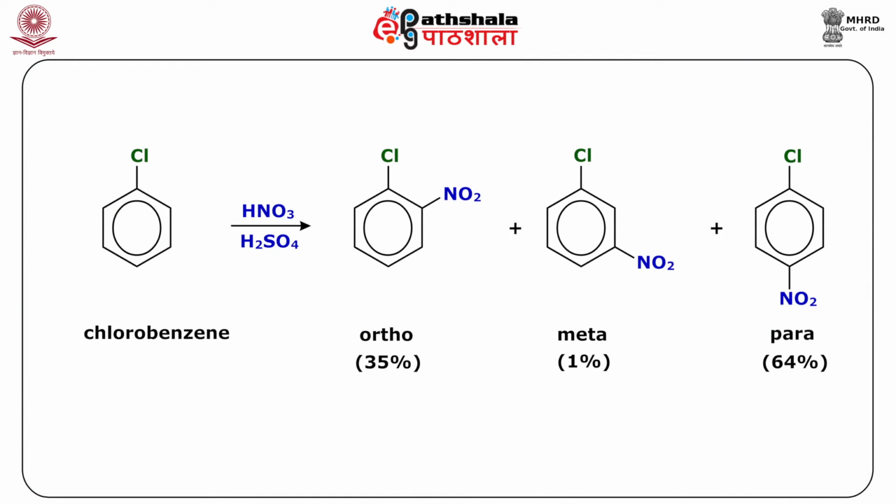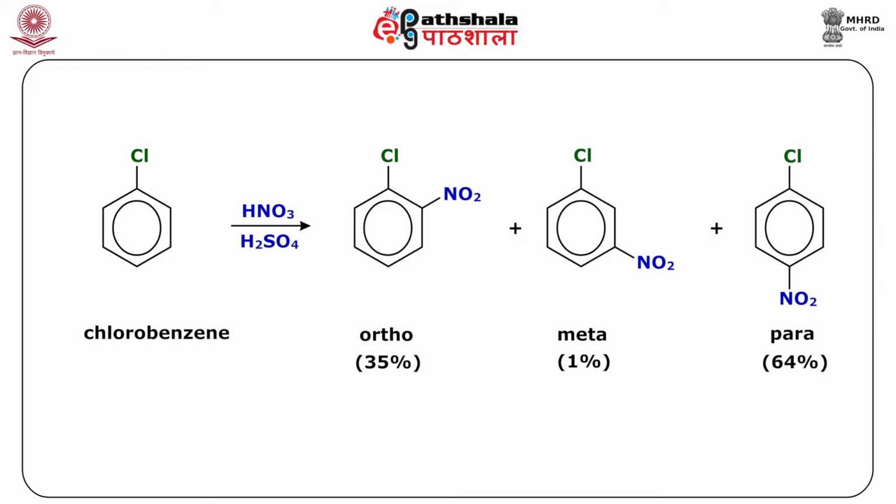Consider the nitration of chlorobenzene. Now you can see here how the products are formed. You can see that the ortho-nitrochlorobenzene is 35% in yield and the meta one is only 1% and the para-nitrochlorobenzene is formed in 64% of yield. The reaction is much slower than benzene and ortho and para products are mainly formed, as you can see already in the figure. To justify these effects, consider the properties of the halogens.